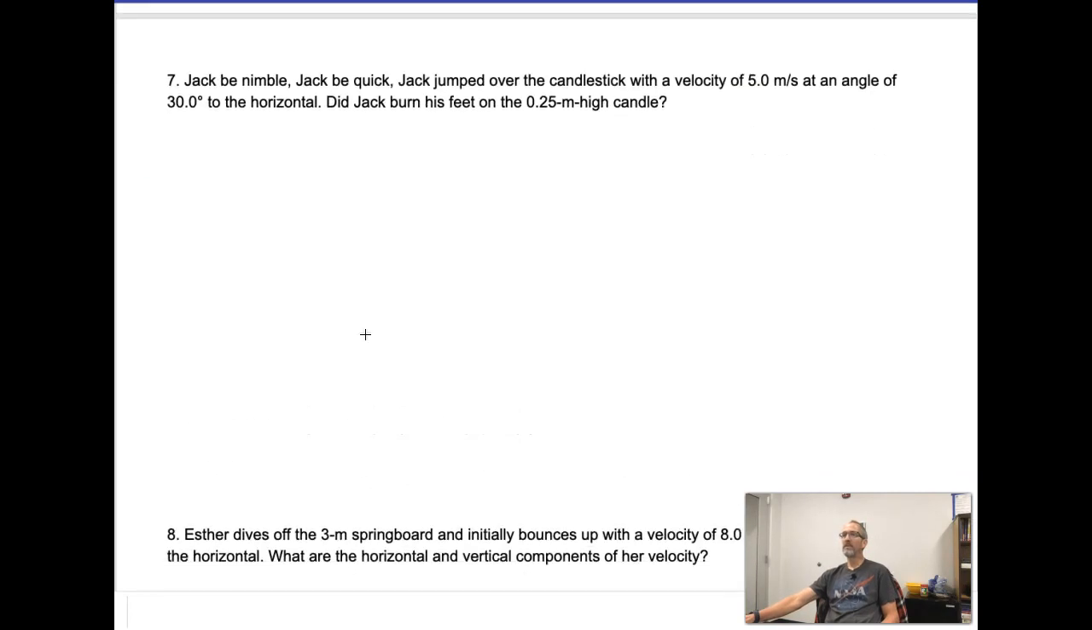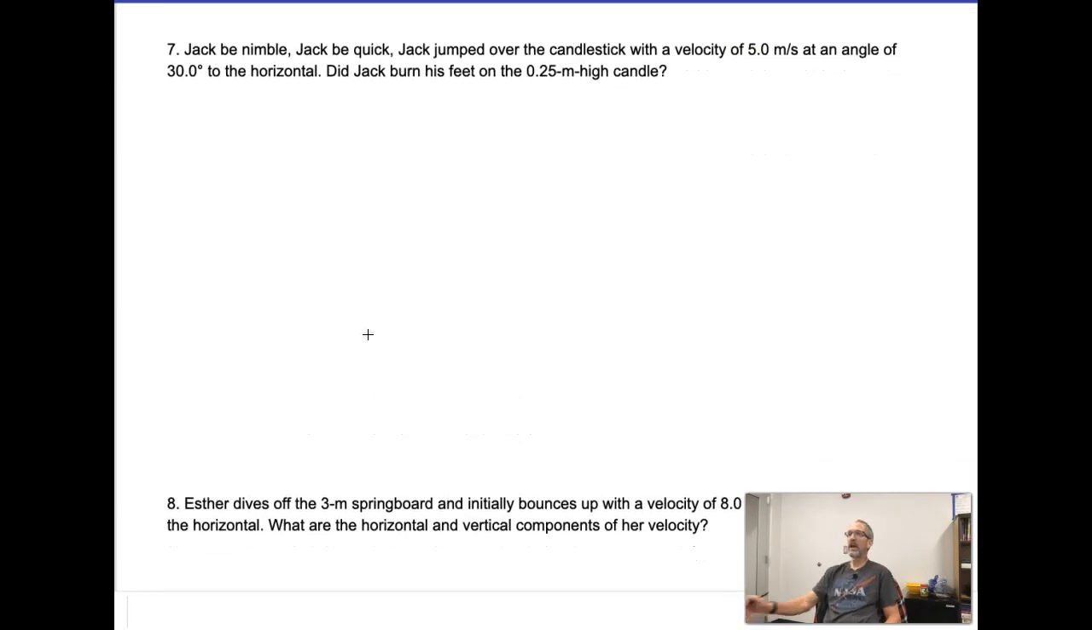For number 7, Jack be nimble, Jack be quick. Jack, you need to jump over that candlestick with a velocity of 5 meters per second. So here is our original velocity. Remember, it's not in the x or the y, it's in both. And this is 5. And then on the bottom here is the ground, and this is 30 degrees.